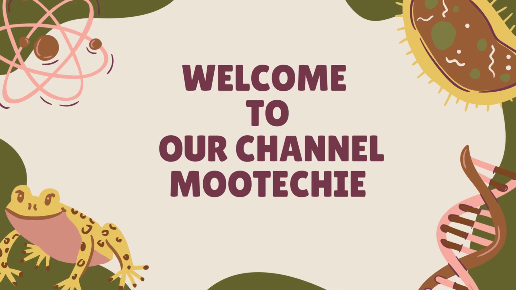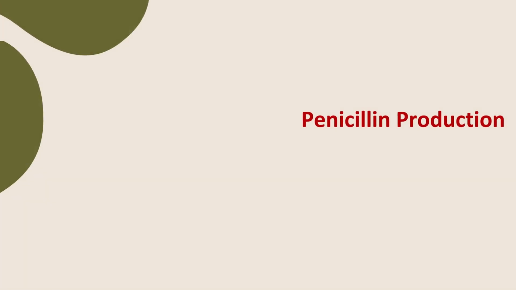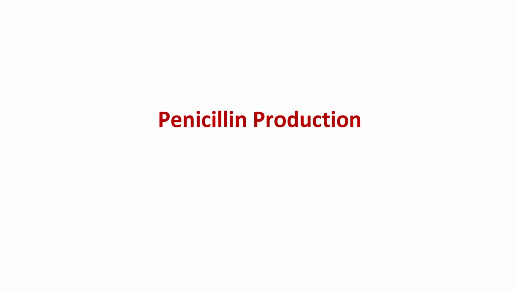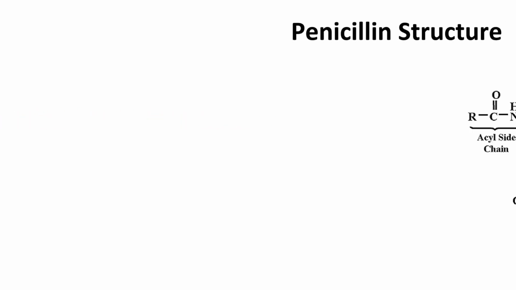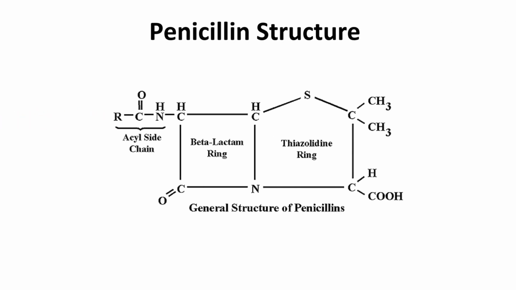We're going to explore the fascinating process of penicillin production, a key topic in industrial microbiology. Now let's look at the structure of penicillin. The general structure of penicillins consists of several key parts. There is an acyl side chain attached to a core ring system. This core includes a beta-lactam ring and a thiazolidine ring.